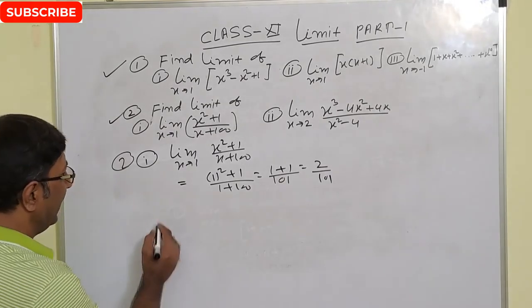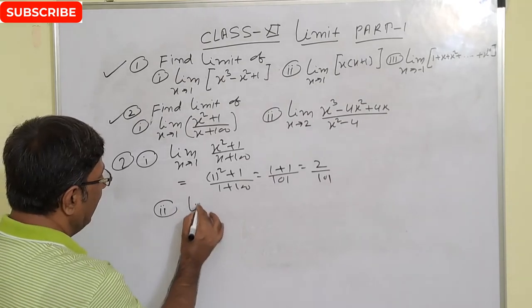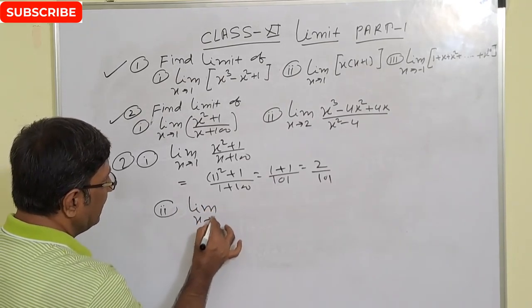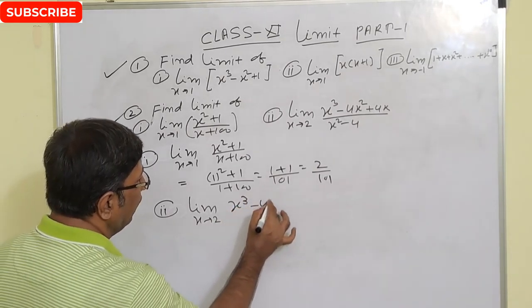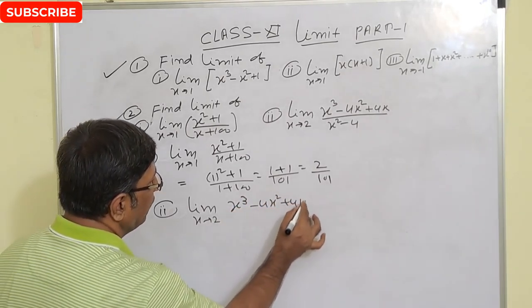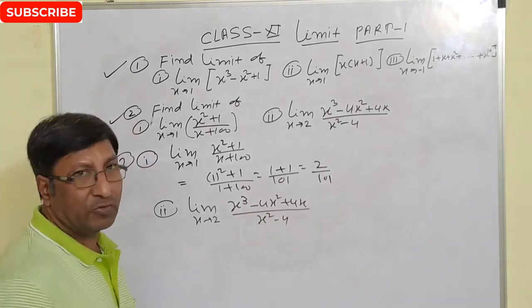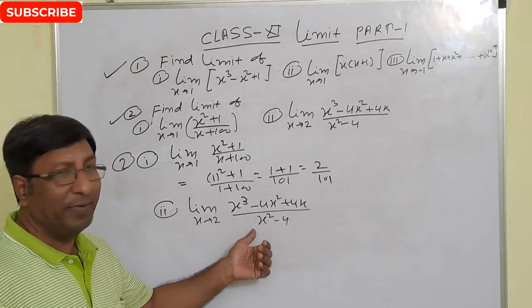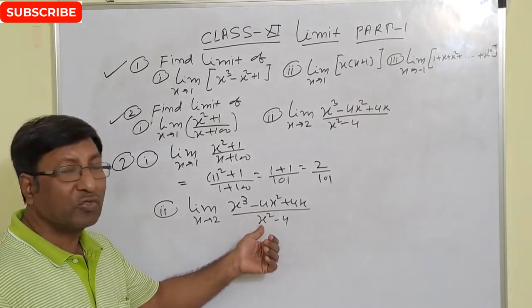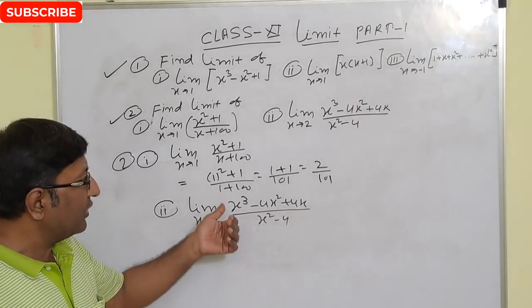In the same way, there is a second question. Here limit x tends to 2, x cube minus 4x square plus 4x divided by x square minus 4. So when we put x equal to 2 in the denominator, 2 square minus 4 will be 0. Now you check for the numerator.